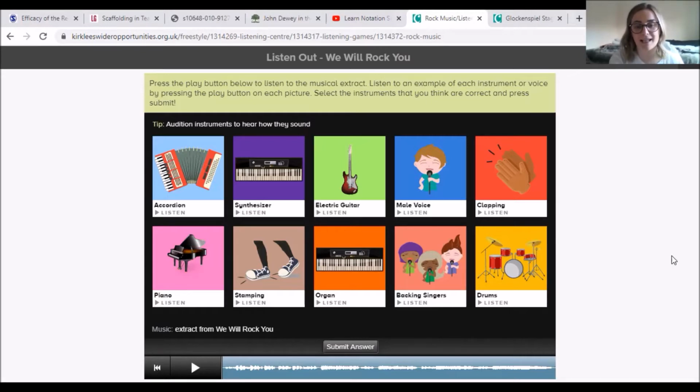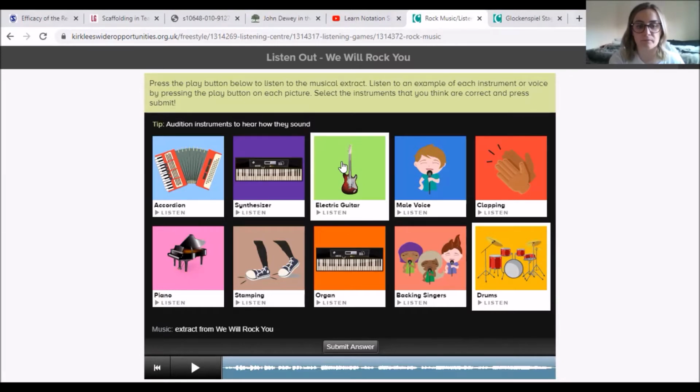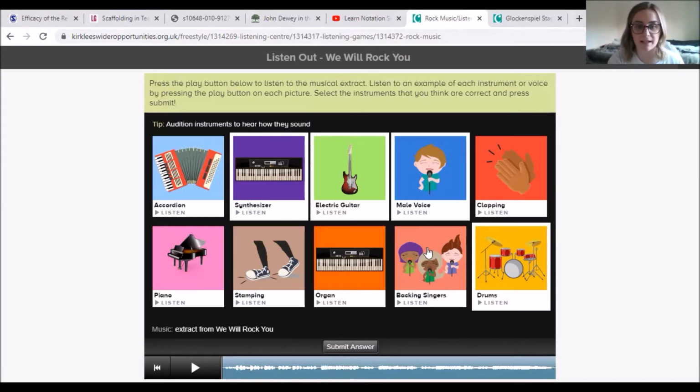Okay, so the right answers are, starting with instruments, we had the drums, which came in straight away. We had the electric guitar and we heard it towards the end of that piece then. We also had the synthesizer. So a synthesizer looks a lot like a keyboard, but you can create any type of sound you want. Then we also had a male voice, so there was a male singer, but we also had backing singers as well.